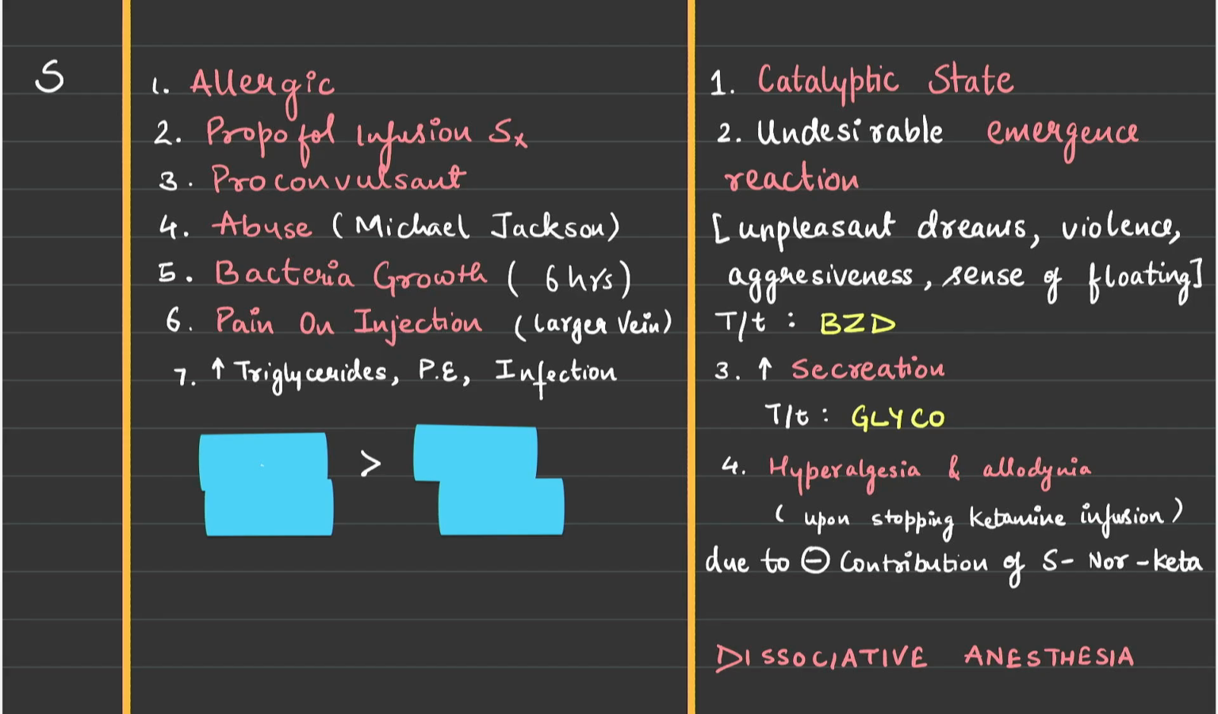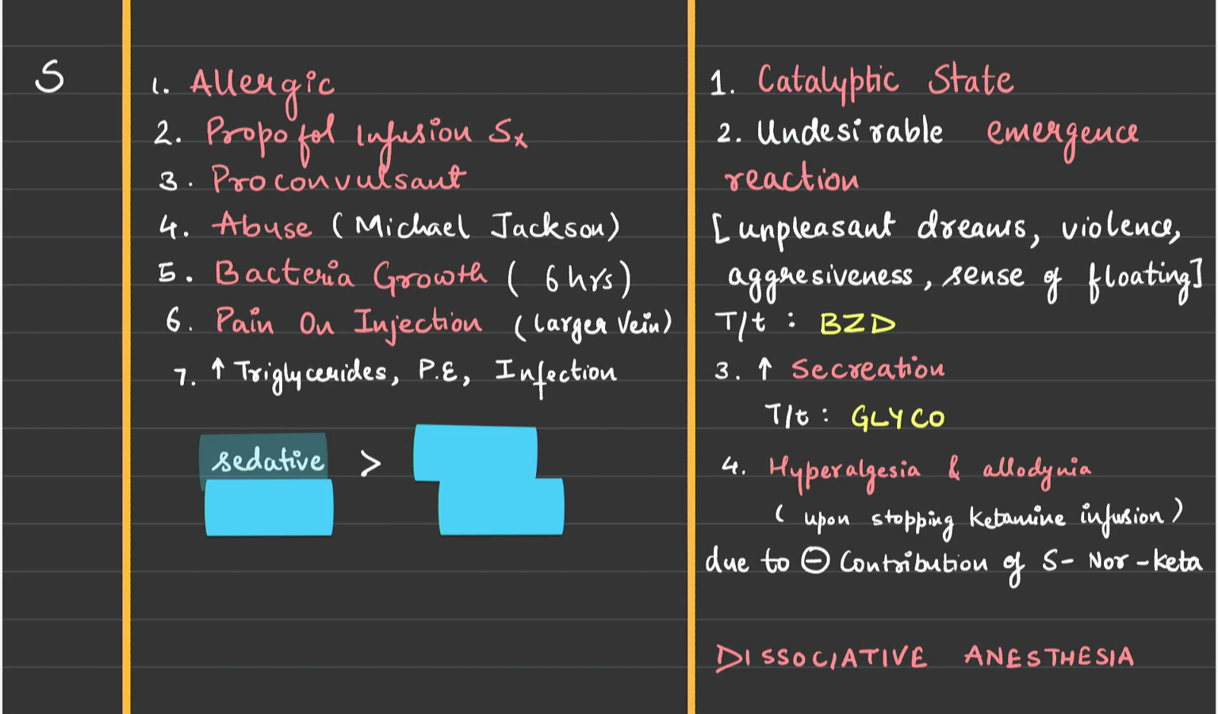Then propofol composition promotes bacterial growth, and it has to be discarded within 6 hours. Pain on injection is experienced by patients when propofol is given, so we prefer giving it in a larger vein. It increases triglyceride levels, may cause pulmonary embolism due to mixing with lignocaine, and may cause infection due to propensity of bacterial growth.